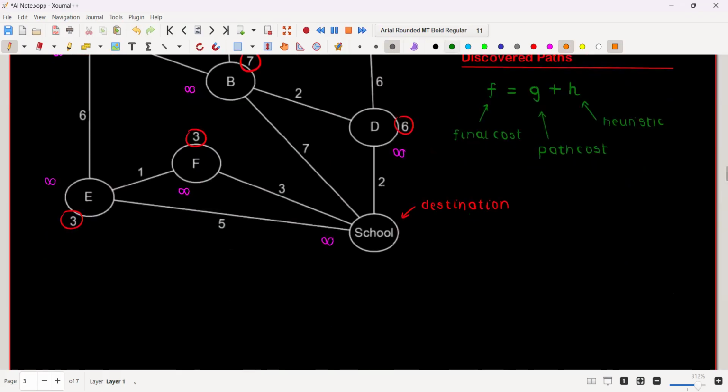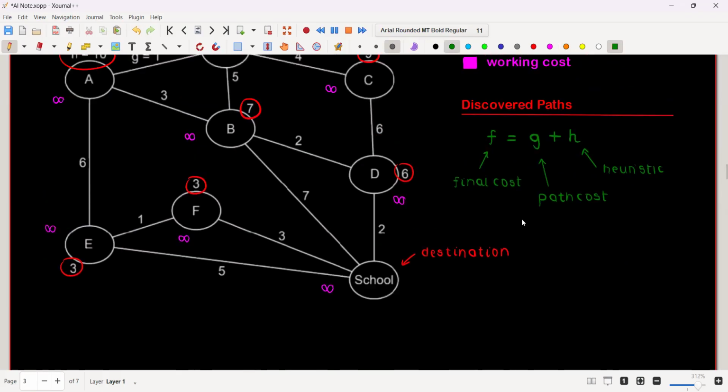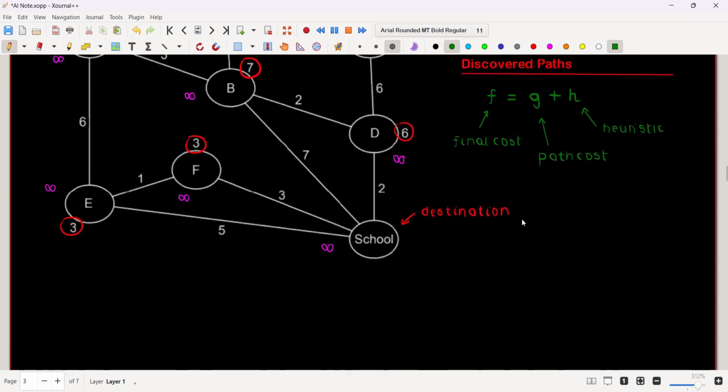Now, imagine I draw a table where I have my so-called node, the current G value or path cost, and then the edge value, which is the heuristic, and then the F value, which is the total cost or final cost you could imagine.